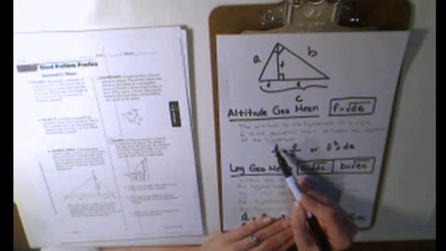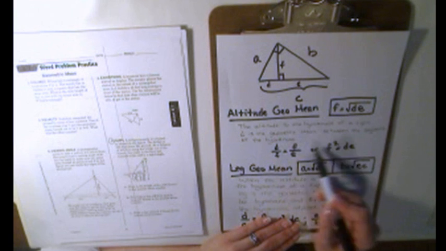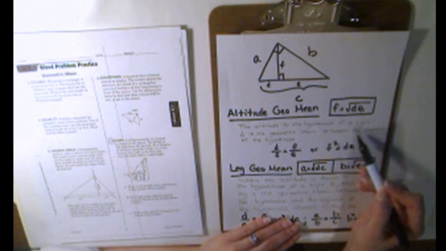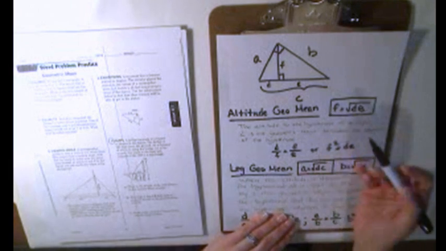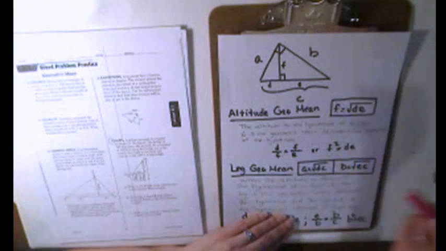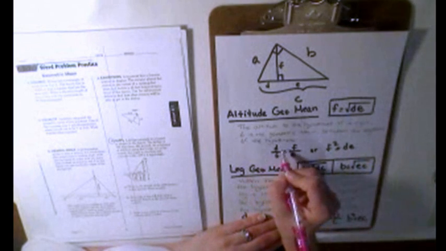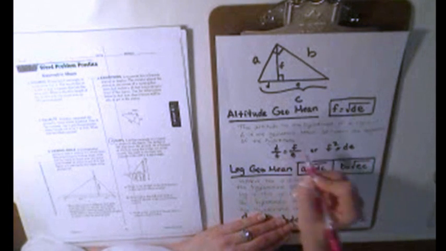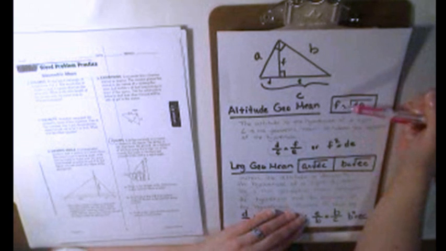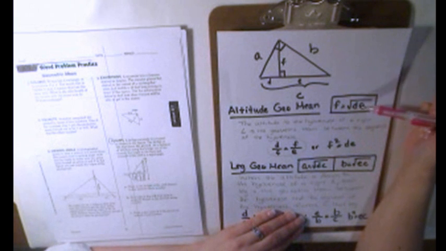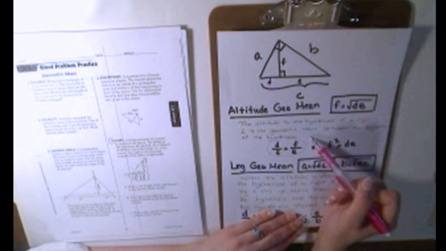F over d equals e over f. We cross multiply, f squared equals de, or f is the square root of de. You can use any of the three formulas that you feel comfortable with. You will probably notice me using this one the most because I never know where my variable is going to be. The variable could be here or it could be here and here, which would mean I would have to square both sides. So I use this version of the formula.